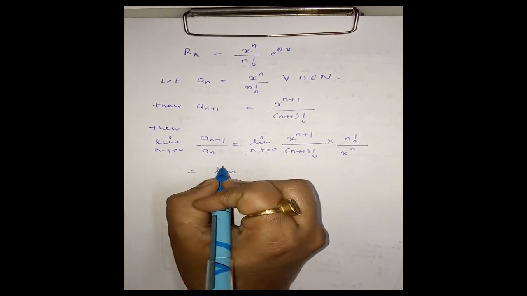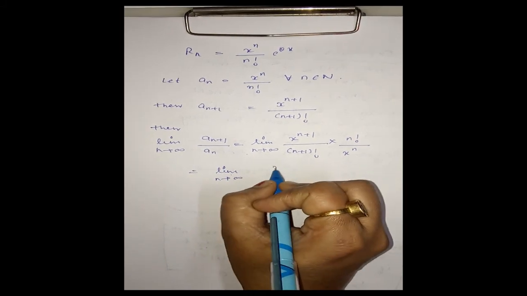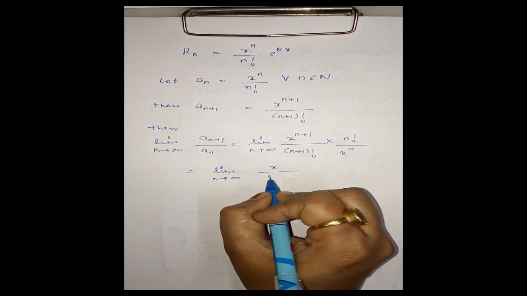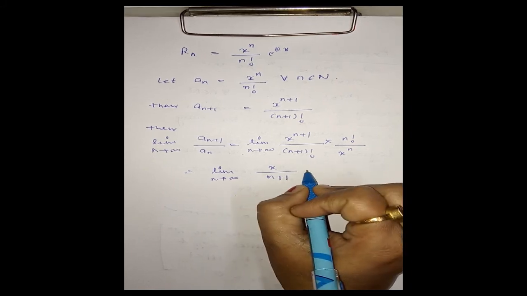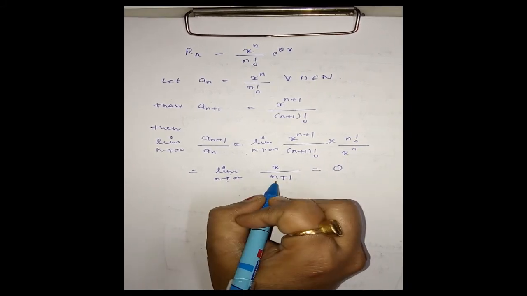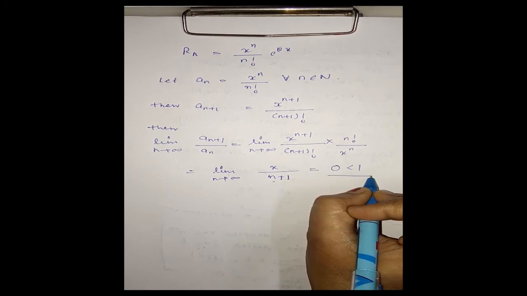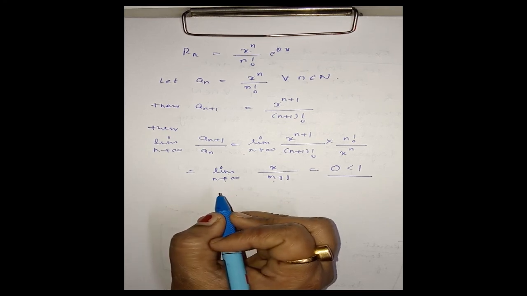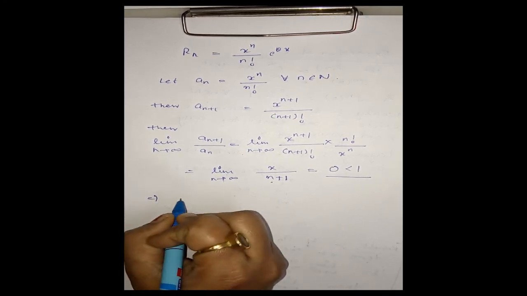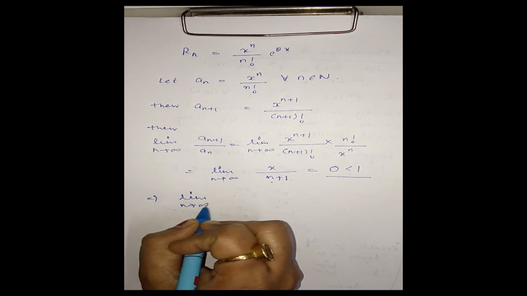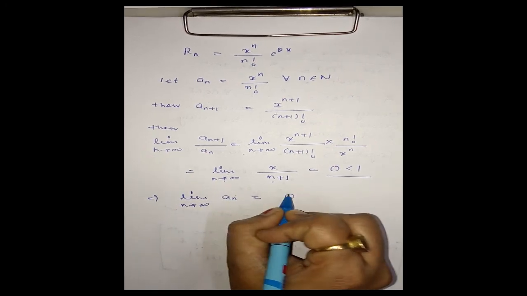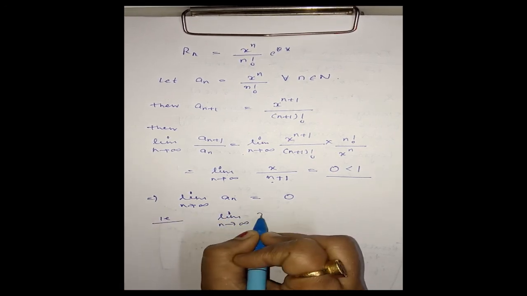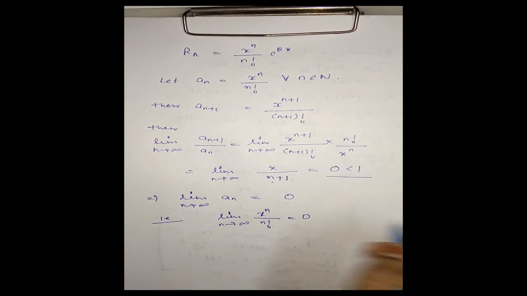That is, limit n tending to infinity x divided by (n plus 1) into n factorial, n plus 1, and on taking the limit this will be 0 as n tends to infinity, which is clearly less than 1. Therefore, from this result we get limit n tending to infinity a_n is equal to 0. That is, limit n tending to infinity x^n by n factorial is equal to 0.